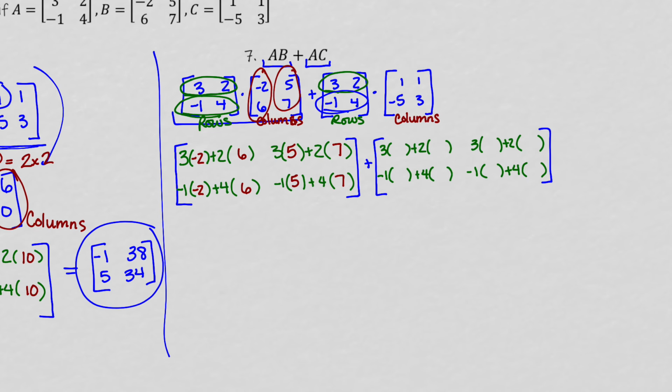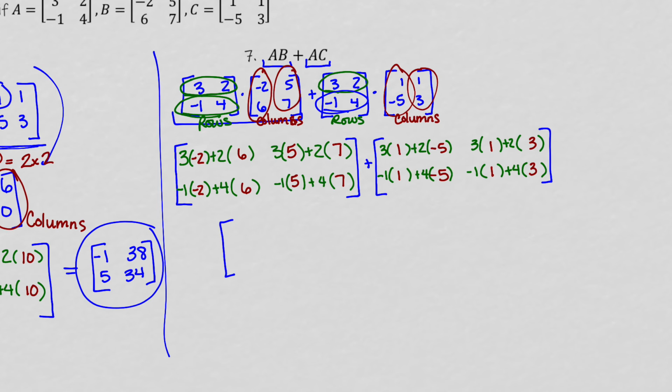So far, that part of these 2 matrices looks the same because the first thing we were multiplying was the exact same matrix. Okay, then we take the columns from the second matrix. 1, negative 5 in the first column. And then the second column is 1, 3. Now let's simplify these matrices here.